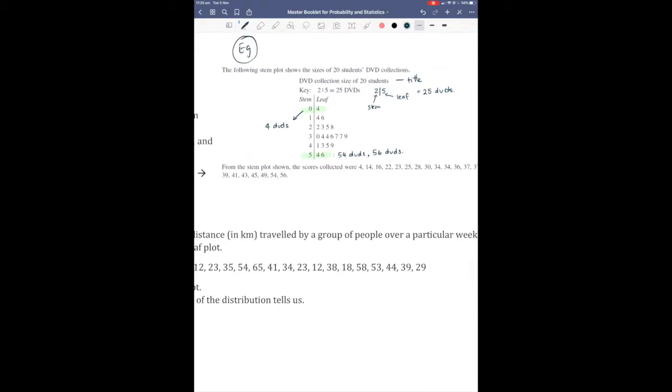So I've also included a little explanation where it says from the stem and leaf plot shown, the scores collected were, and I've included all the data. So what this tells us is that this is basically an extended version of the stem and leaf plot. So if you ever go back through the example and you have forgotten what the stem and leaf plot data actually translates to, you've got that little explanation there so you know you've done it correctly.